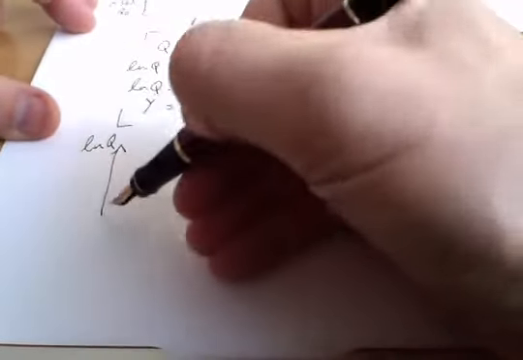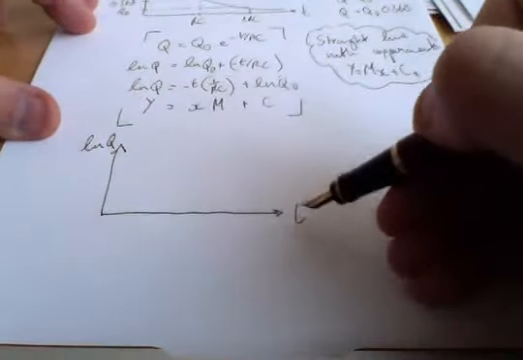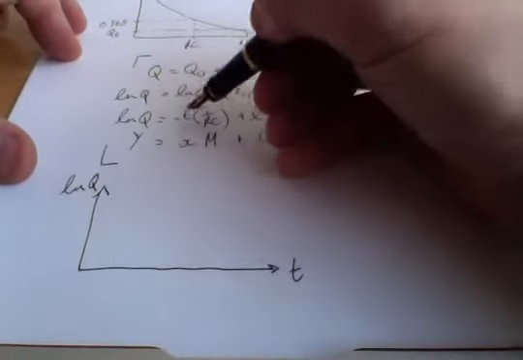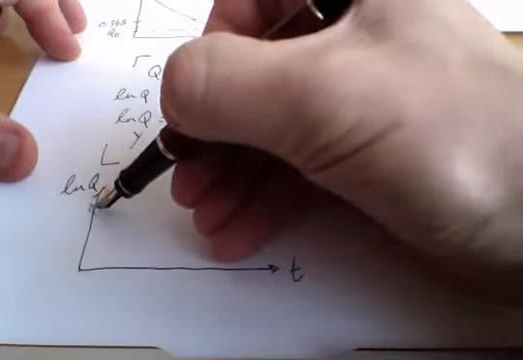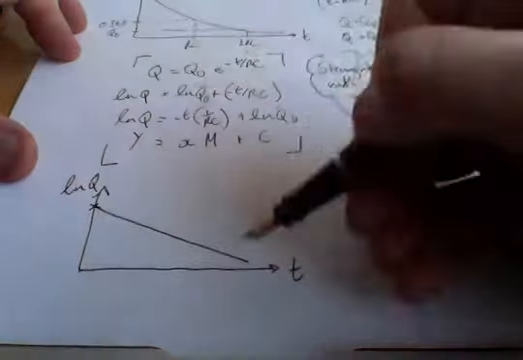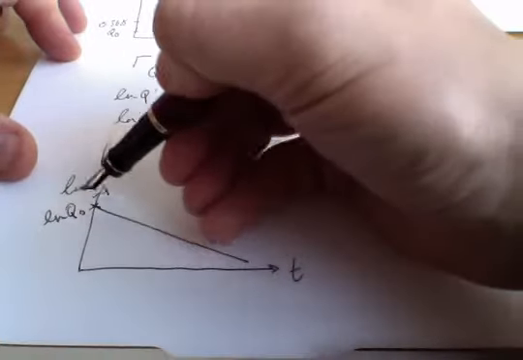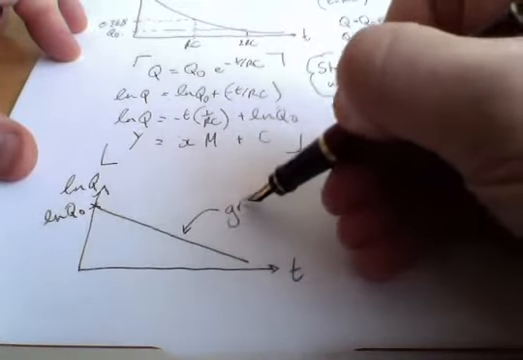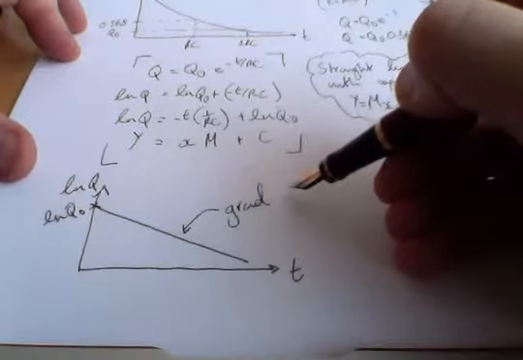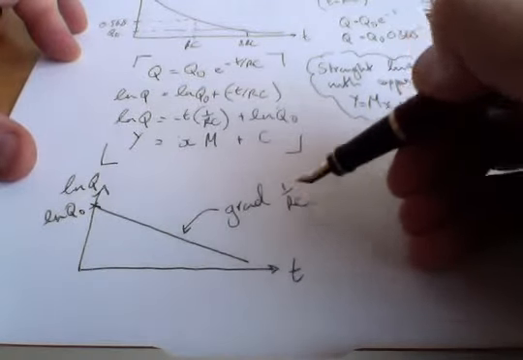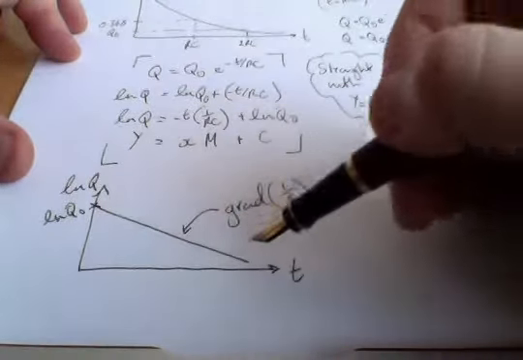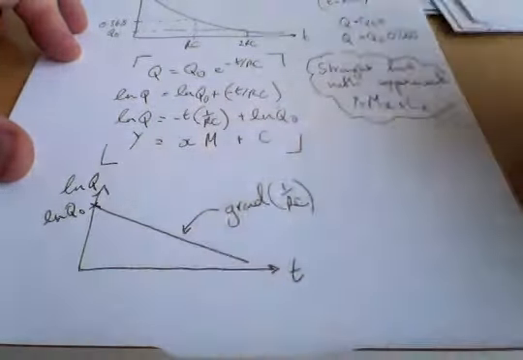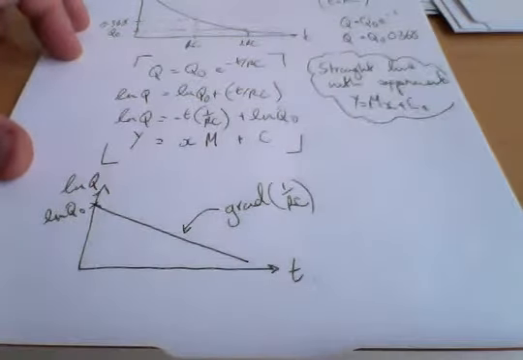Therefore, if we were to plot ln q against t, we would have something that's negative in gradient, starting at a point ln q naught, of which having a gradient of 1 over RC. So one, you can work out whether it's exponential, and two, you can work out the time constant from the gradient of that line.